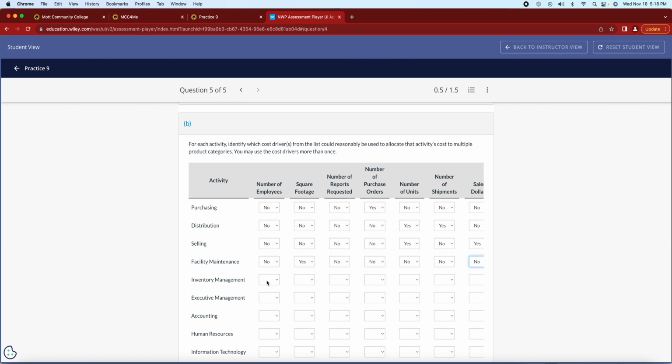Inventory management. And for inventory management, we're going to be looking at number of employees, no. Square footage, no. Reports requested, no. Purchase orders, no. Number of units, that's the one we want to hit there.